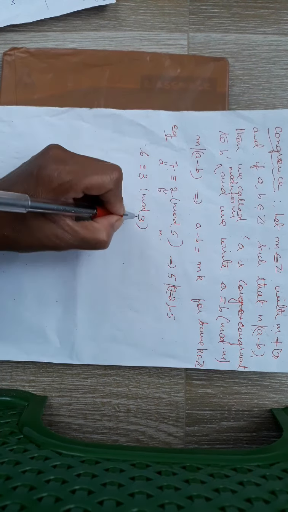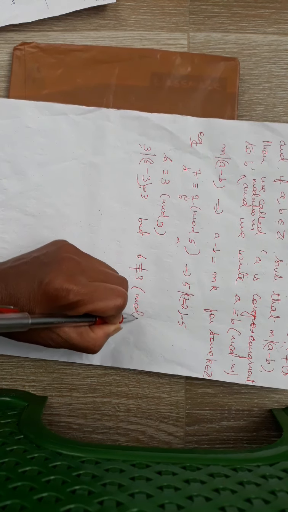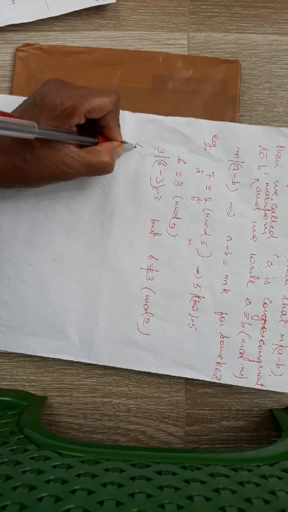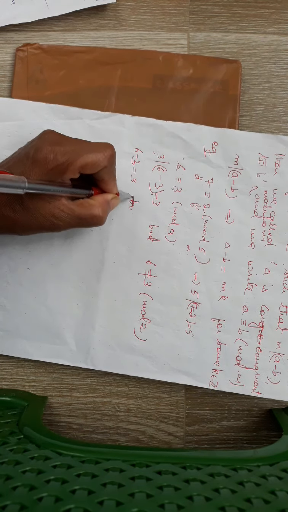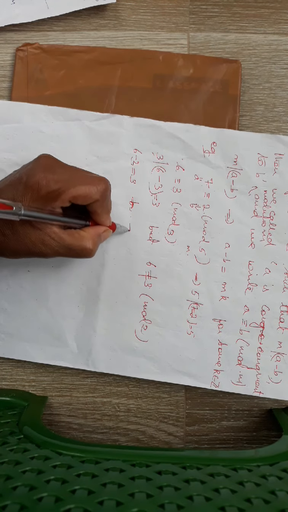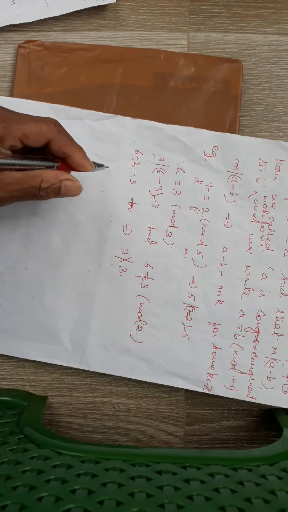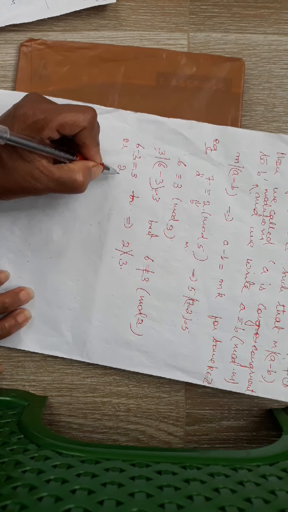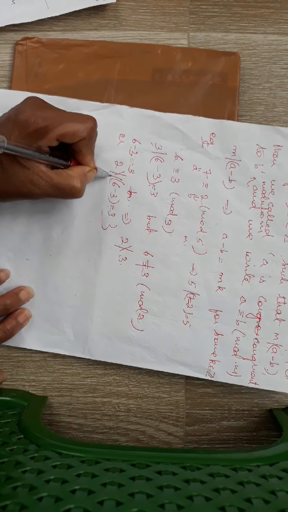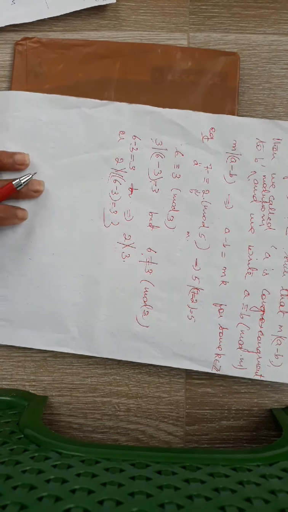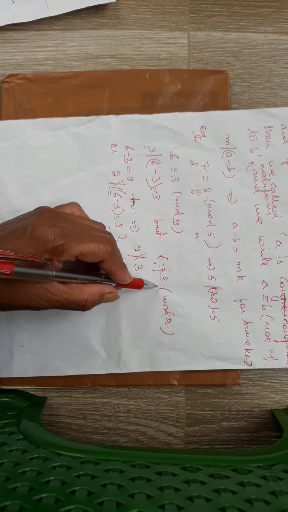But 6 is not congruent to 3 mod 2 if you take M equal to 2. Why? Because 6 minus 3 is equal to 3, but this implies that 2, that is M, does not divide 3. Or we can say that 2 here does not divide the difference of 6 minus 3, which is equal to 3. So this shows that 6 is not congruent to 3 mod 2.